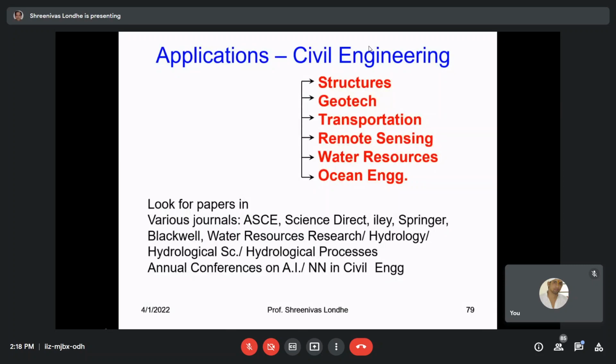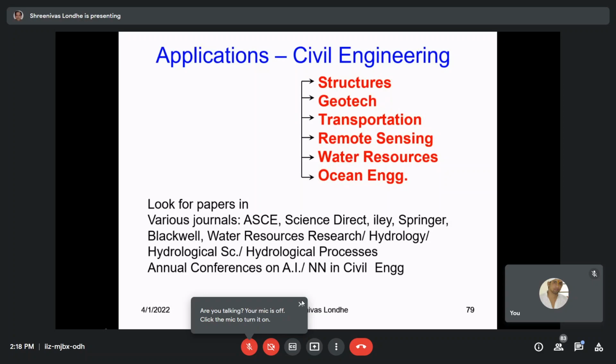But in general, if you are interested in knowing these applications, right now in front of you are various journals which you should see. From American Society of Civil Engineers, from Science Direct, from Wiley, then Springer. You can see journals like Water Resources Research, Journal of Hydrology, Hydrological Sciences, Hydrological Processes. Nowadays, the Indian Society of Hydraulics' Journal of Hydraulic Engineering is an excellent journal, and it also has many publications on applications of neural networks in hydraulics.